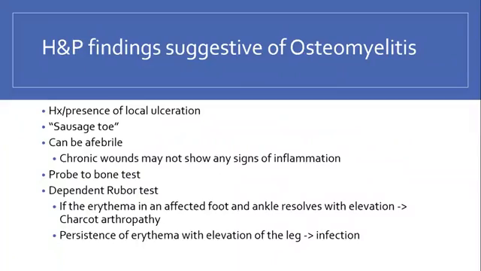So when you're trying to differentiate osteomyelitis from Charcot, some important history and physical findings that are suggestive of osteomyelitis are these listed below. The patients typically have a history of presence of local ulceration currently. You may see a sausage toe in a digit that has an infection of osteomyelitis. The patient can be afebrile, and chronic wounds may not show any signs of inflammation, yet osteomyelitis may still be present. The probe to bone test is highly suggestive of osteomyelitis. And you can also perform a dependent rubor test. If the erythema in an affected foot and ankle resolves with elevation, think Charcot arthropathy. However, if there's persistence of the erythema with the elevation of the leg, think infection.